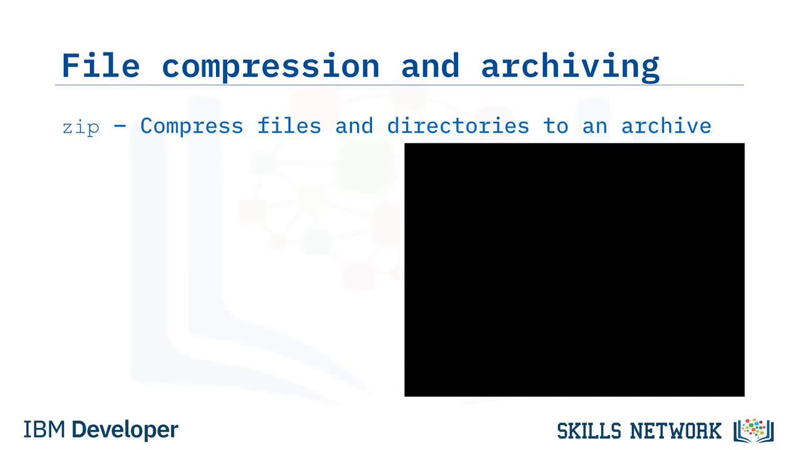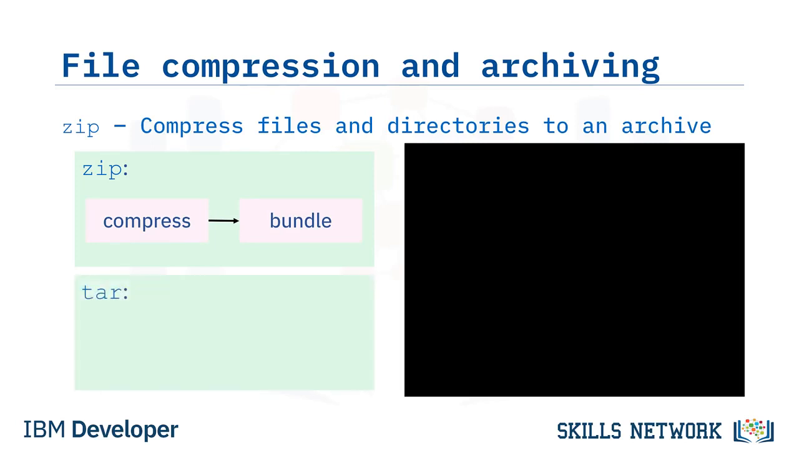You can use the zip command to compress files and directories and package them into a single archive. Notice the order of operations that zip implements. Zip compresses files prior to bundling them, whereas tar, with the -z option, achieves compression by applying gzip on the entire tarball, but only after bundling it.